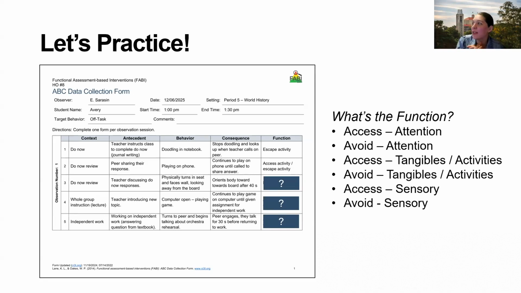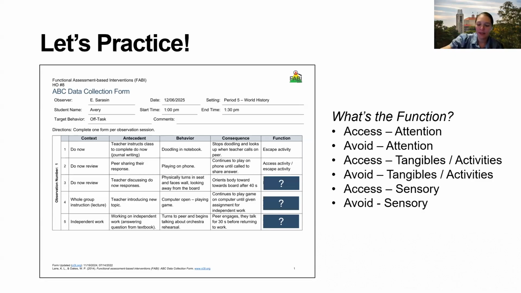All right, this next one. The teacher is discussing the do now responses, so they're going through all their responses. And the student is physically turned in their seat, facing the wall, looking away from the board. The consequence is they orient their body towards it after 40 seconds. What is the function of their behavior? That physically turning, looking away.